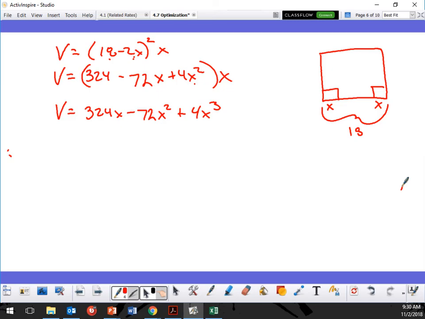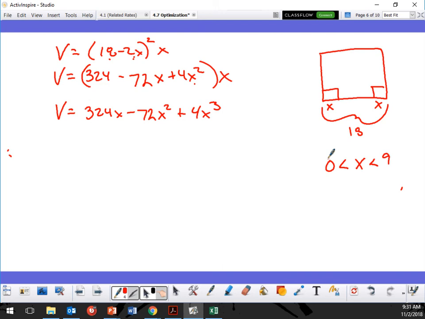But the problem is, could x be 18? No. What's the greatest x could be? 9. But what would happen if it turns into 9? Y would be 0. You wouldn't have a box. So we know that x has to be less than 9, but greater than 0. So now on the test, you can just choose a random number between them.